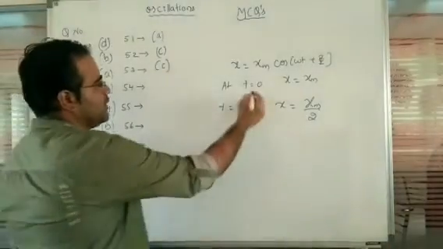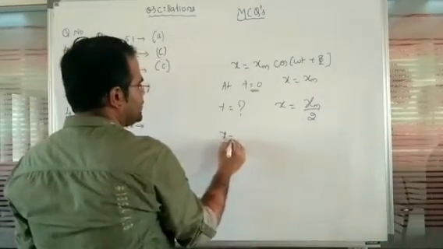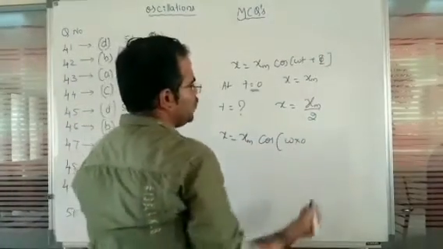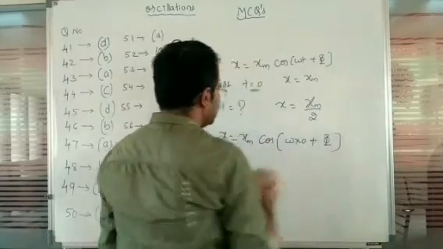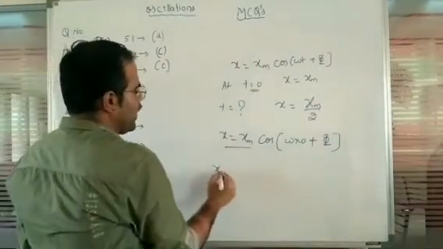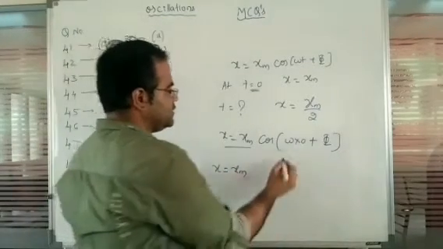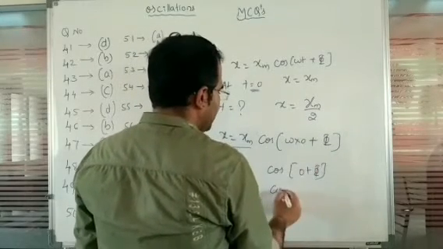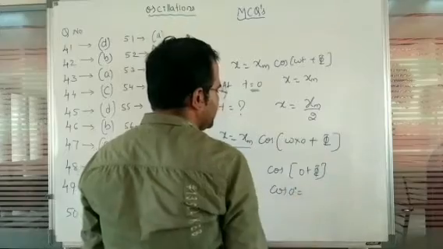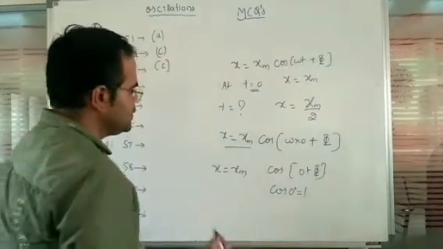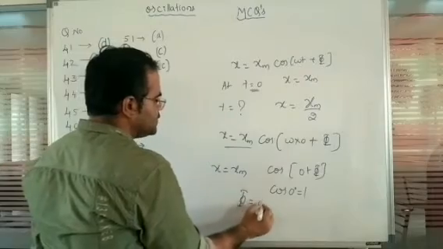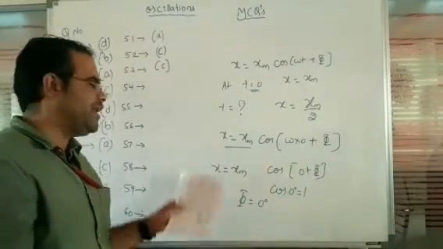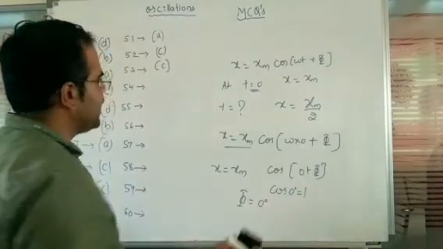Let's go to t is equal to 0. x is equal to xm cos of omega into 0 plus phi. In that case, we have x is equal to xm, so cos of 0 plus phi should be 1. Cos 0 is 1, so that's the reason we have the phase angle as 0 degree. When the phase angle is 0 degree, we have x is equal to xm.